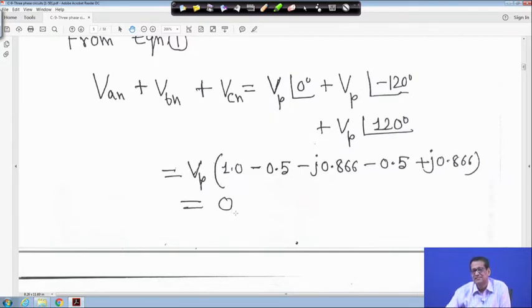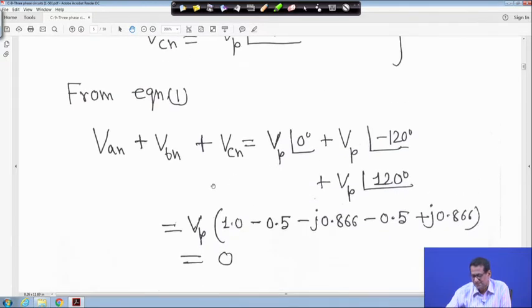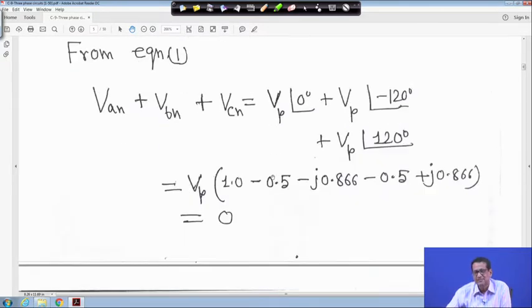If it is unbalanced, it may be 0, it may not be 0. The sum being 0 doesn't mean it will become balanced, because the parameters are taken in such a fashion. But for the sake of your understanding, at this stage you just assume that if this is 0, then for a balanced voltage source VAN plus VBN plus VCN is equal to 0.